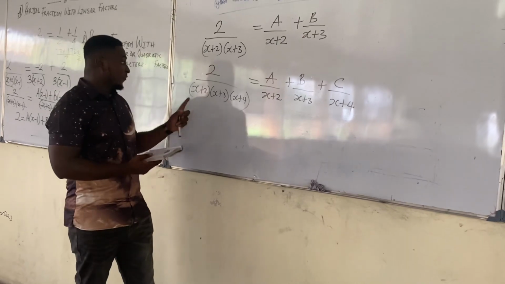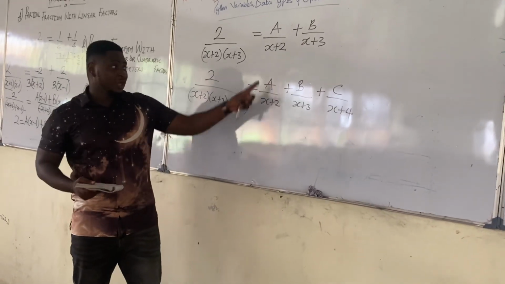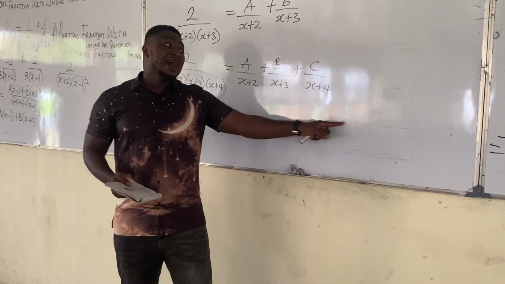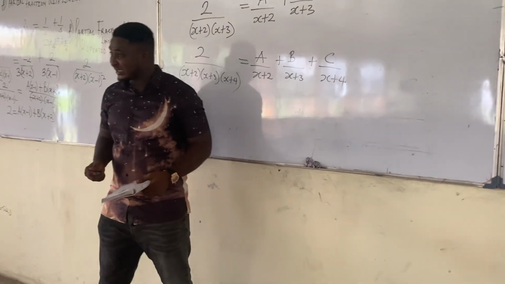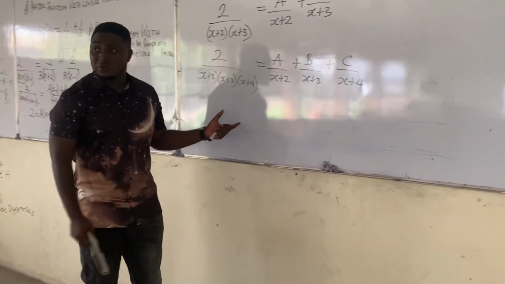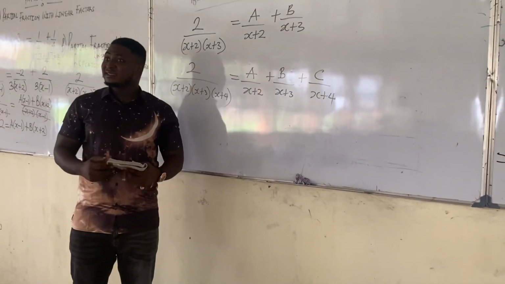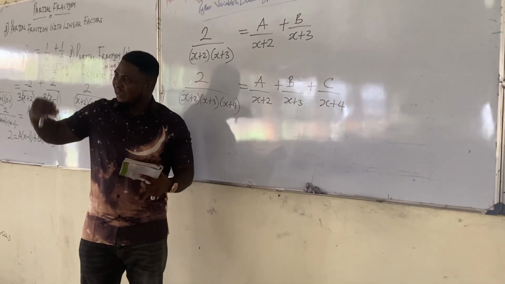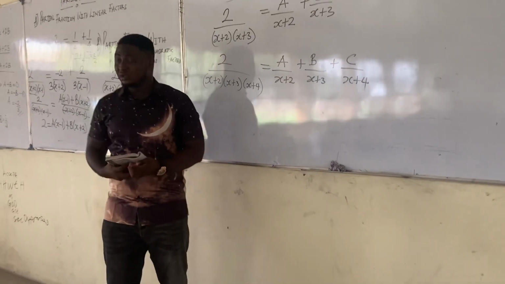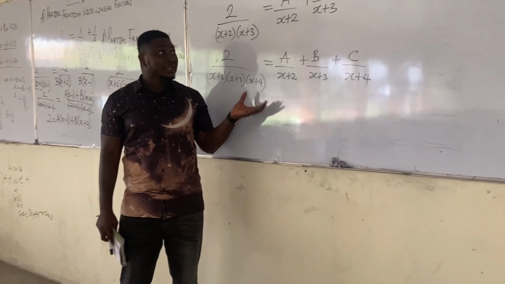Even if this were 4 factors, class, it will be A all over this, B all over this, C all over this, plus D all over. You will now have to resolve all of them and get A, B, C, and D. So sometimes, class, partial fraction questions could lead to a long, step-by-step method where you take simultaneous equations of 3 unknowns, as the case may be. So please take note of that.